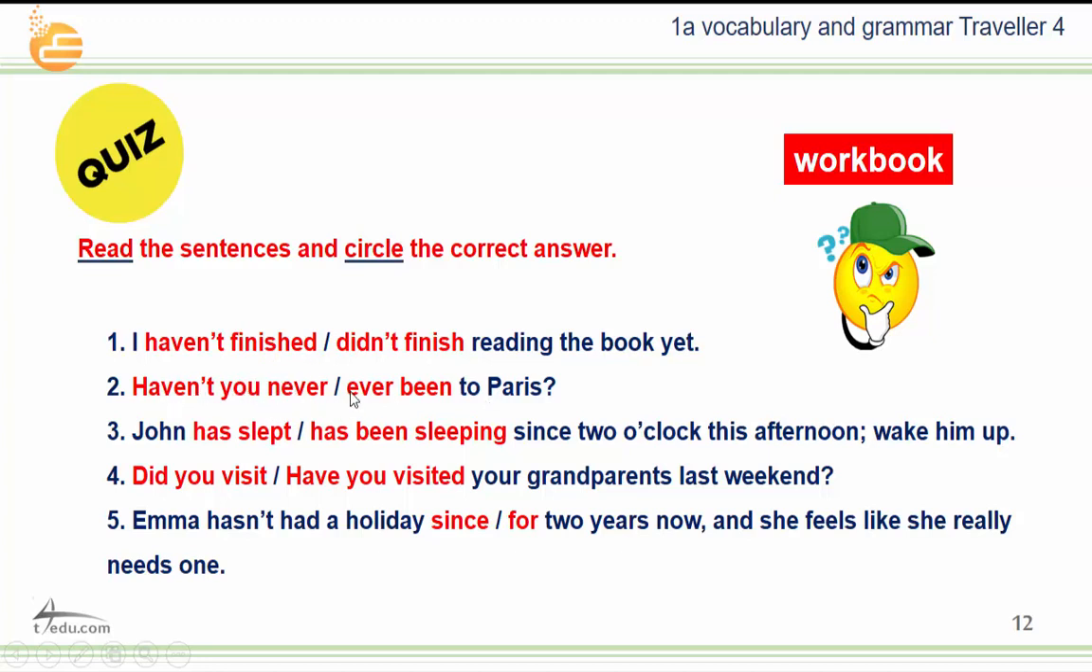Number 2. Haven't you never or ever been to Paris? What should we use? Ever. Haven't you ever? Number 3. John has slept or has been sleeping since 2 o'clock this afternoon. Wake him up. What's the answer? The answer is has been sleeping. Has been sleeping since 2 o'clock this afternoon.